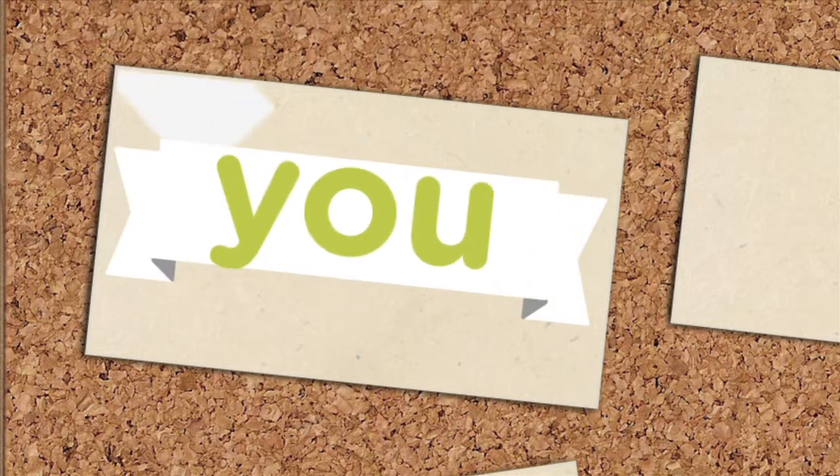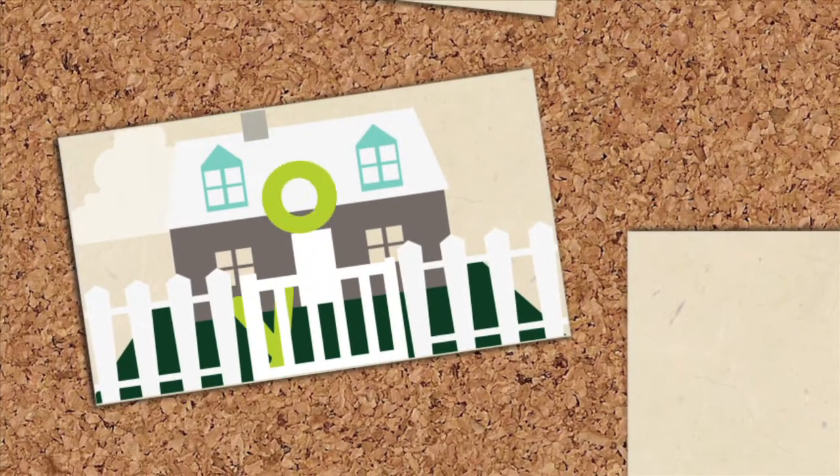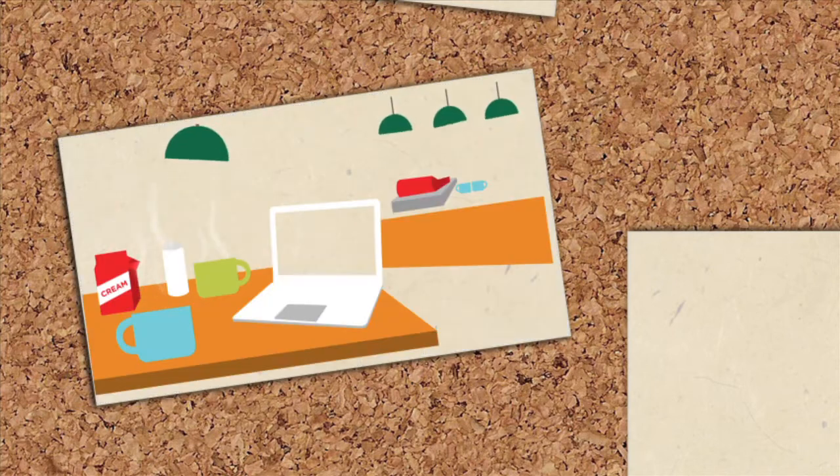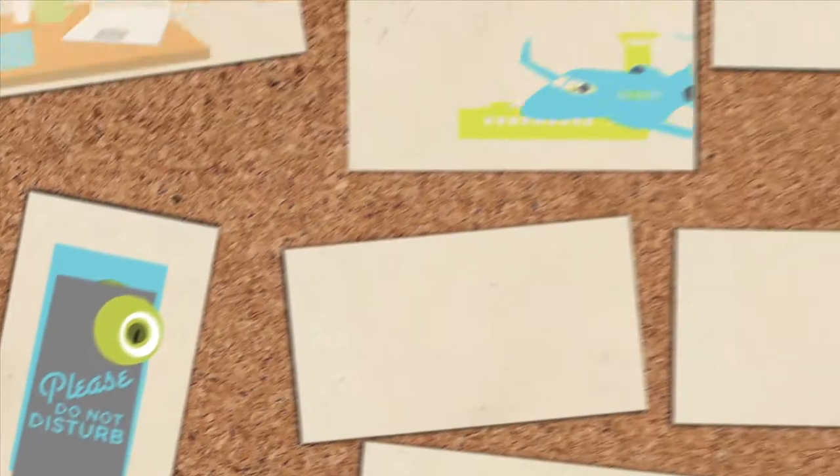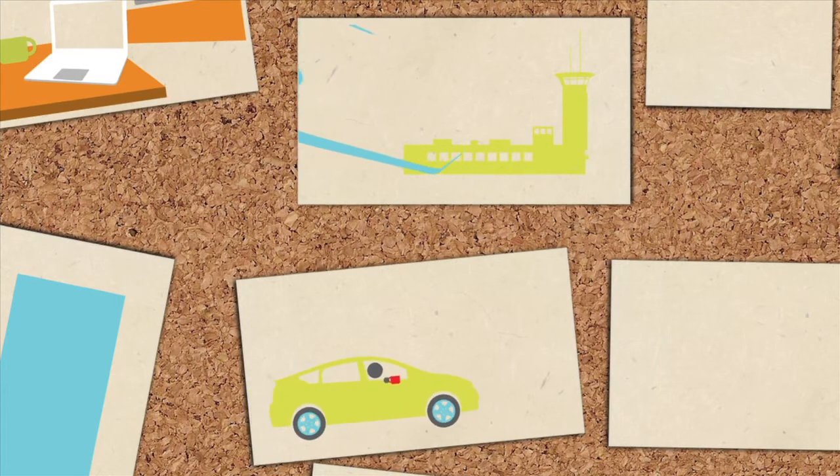This is you. You work hard. That's never changed. What has changed is where you work. The traditional 9-to-5 office environment has evolved. Your house is an office, the local coffee shop is your conference room, hotel rooms, airports, and even your car have become a satellite office.